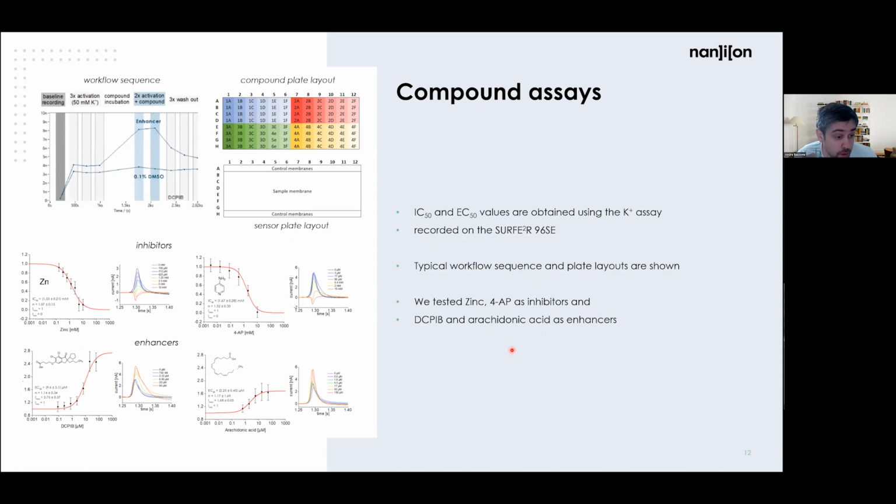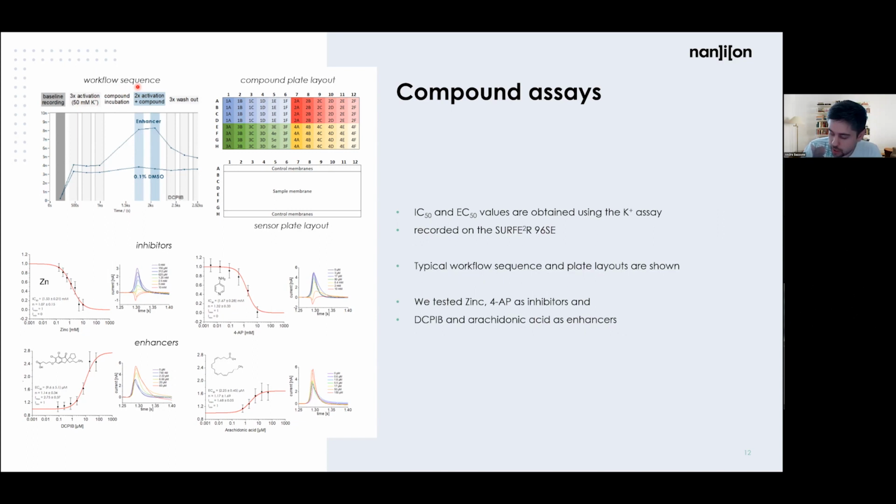We then also measured some tool compounds. I will just go very briefly through that. A typical workflow sequence here is that we do 3 times activation of TMEM175 using 50 millimolar potassium. This is essentially the reference current we have. And then we provide the compound and incubate for 5 to 15 minutes, depending on what kind of compound we have.